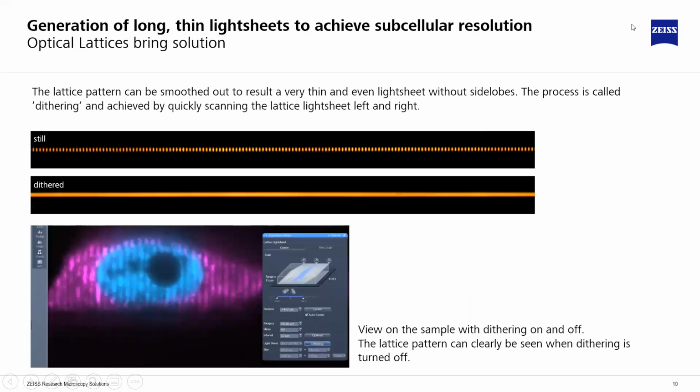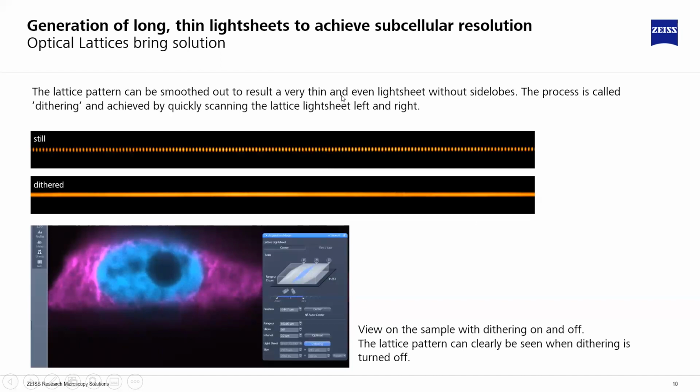So while this Bessel beam technique results in a lattice structure that's much thinner than that of a normal Gaussian light sheet, one last step is required to create the lattice light sheet necessary for imaging. So the visible lattice pattern needs to be smoothed out, which can then generate your very thin and even light sheet that you need to actually image a sample.